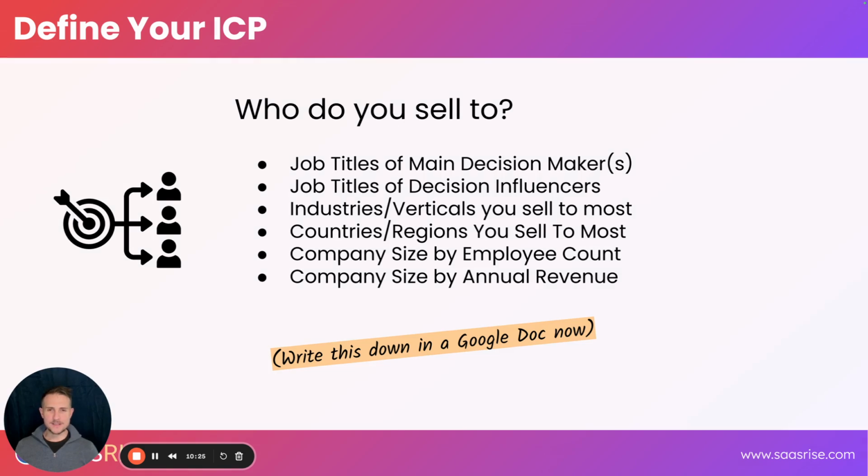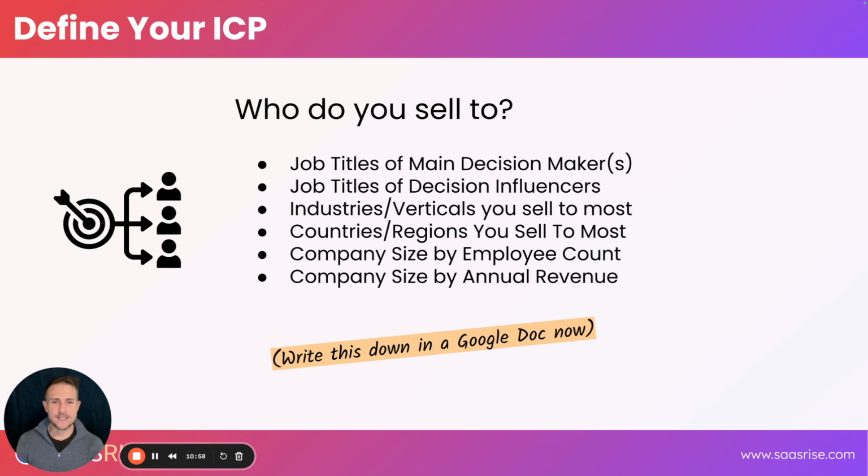So who do you sell to? Write this down in a Google Doc now. You can pause the video or you can write it down in a notebook, but we need you to write this down. Who are the job titles of the people that decide, who are the main decision makers on your offer, that if you can't get in the room, then you can't get the deal closed. And then who are the people that influence the decision but might not be the main contact? Write down all those job titles because we're going to search for them in a few minutes on tools like Apollo and tools like Seamless and Instantly.